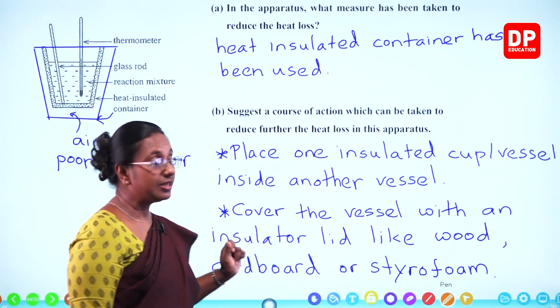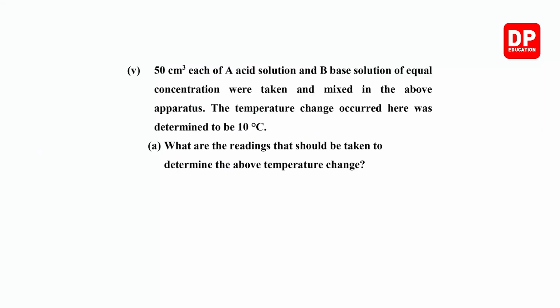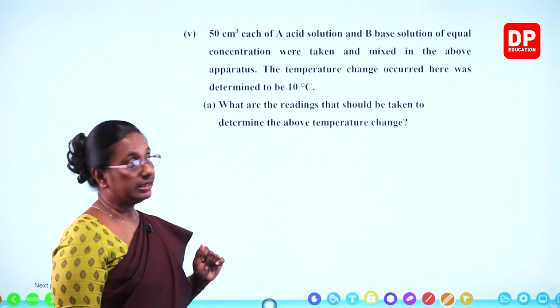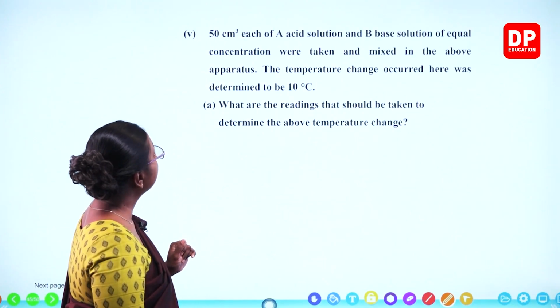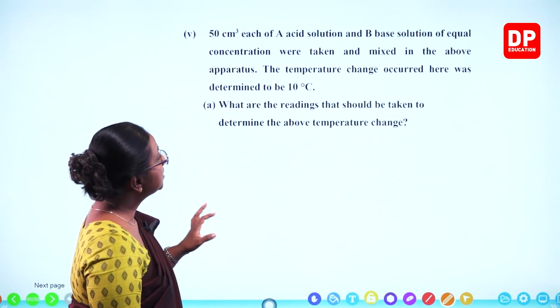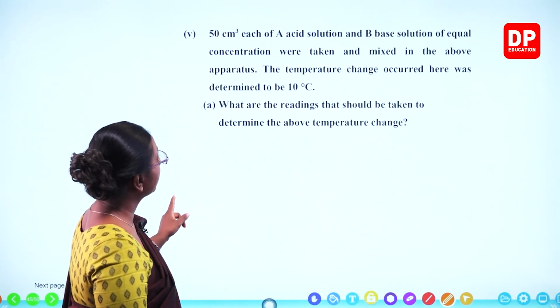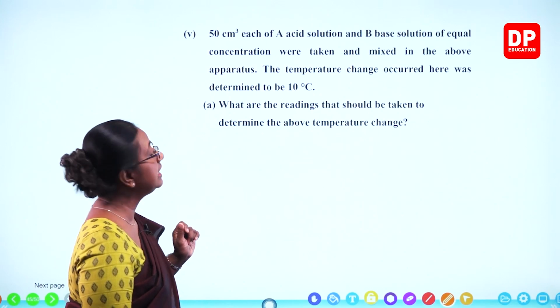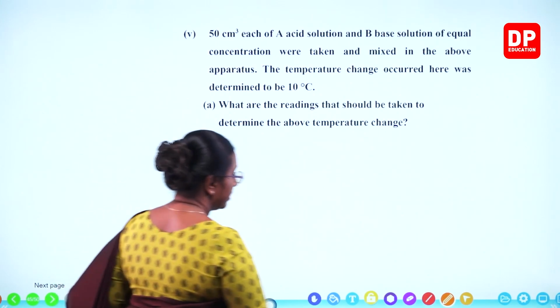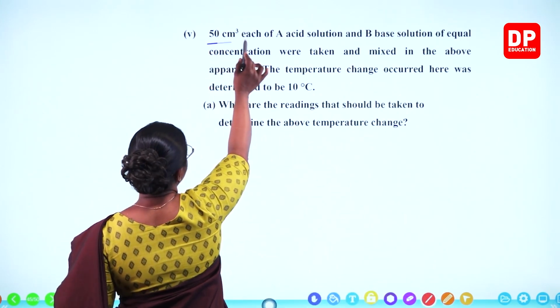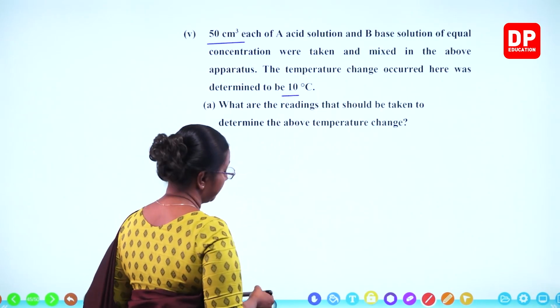Then I'll move on to the next one. Here, part 5, 50 centimeter cube each of A acid solution and B base solution of equal concentration were taken and mixed in the above apparatus. The temperature change occurred here was determined to be 10 degrees Celsius. So here they have given you the volume and the change in temperature.